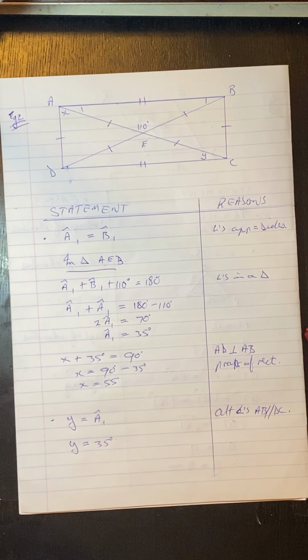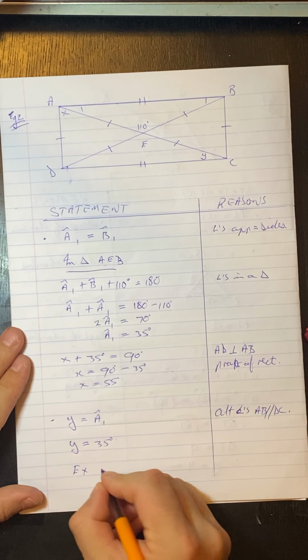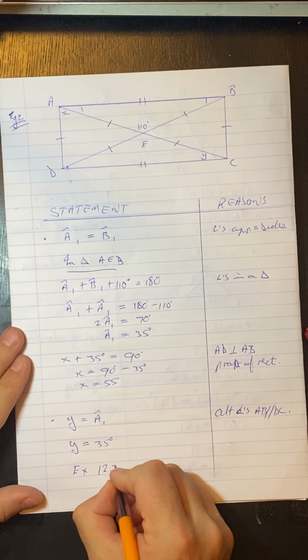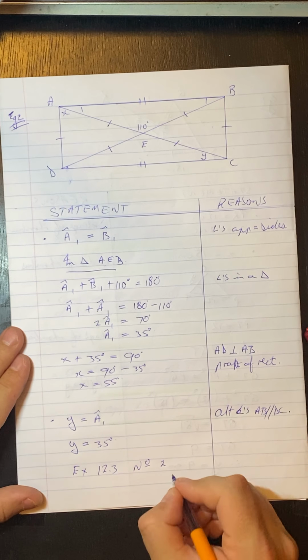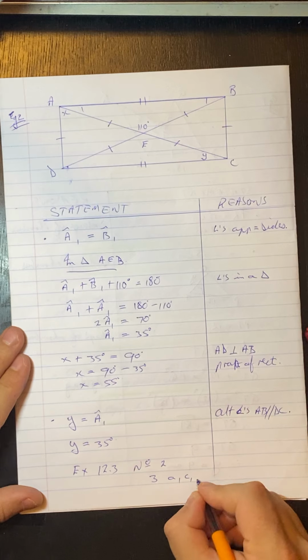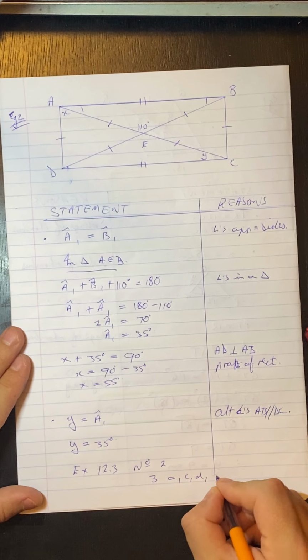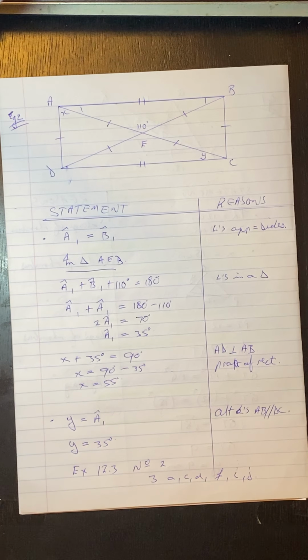Okay. Right, grade 9s. What I would like you to do is exercise 12.3, number 2, and then number 3. You're going to be doing A, C, D, F, I, and J. Thank you.